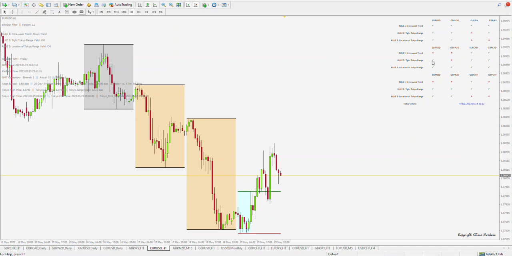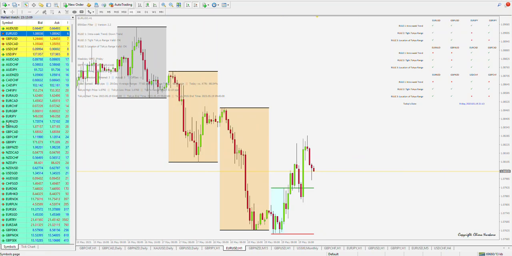Then I need to have a tight Tokyo range. So this area here during the Asian session needs to be tight. What do I mean by tight? I don't want to have price trending during this time. I don't want to see this kind of thing happen. I want to see this kind of stuff happen, as it were.